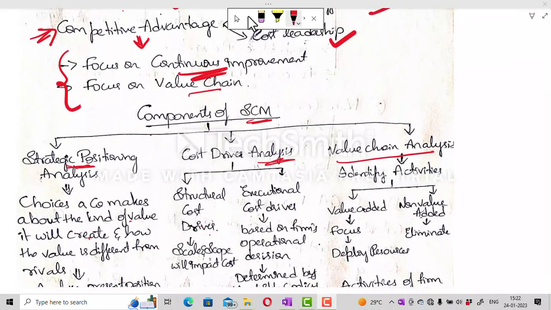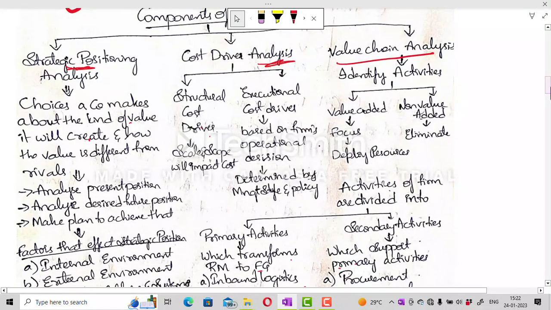First one, strategic positioning and analysis. In strategic positioning analysis, we will see the choices that a company makes to create value, and it should be different from others. We need to create some value.